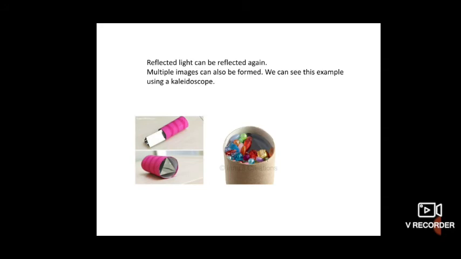Place on this glass plate several small pieces of colored glass or broken pieces of colored bangles or anything, and close this end of the tube with a ground glass plate. Allow enough space for the colored pieces to move around.